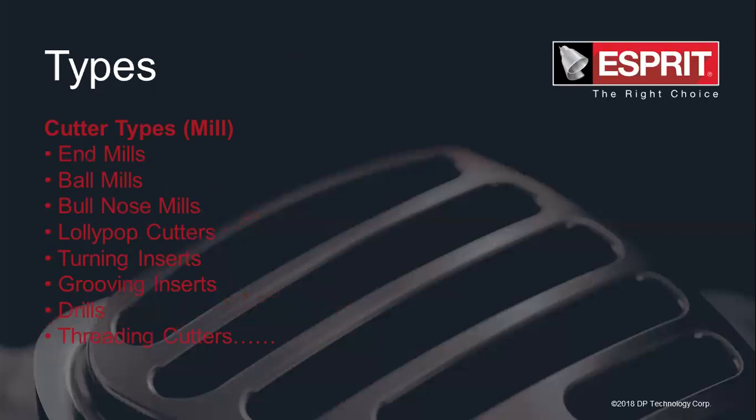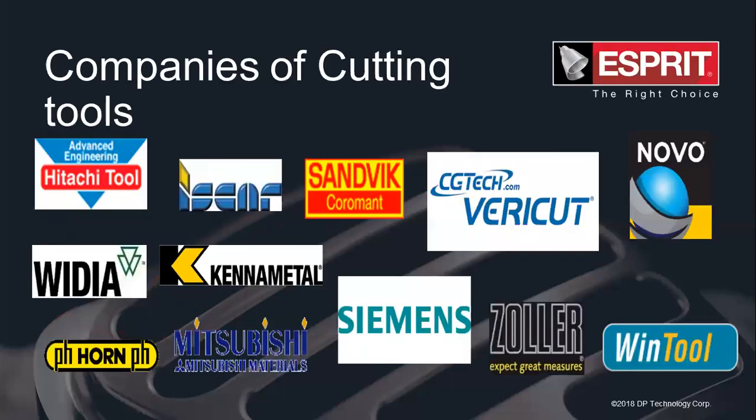So these are the various cutter types, which are used in various machinings, such as end mills, ball mills, bull nose mills, lollipop cutters, turning inserts, grooving inserts, drills, threading cutters.